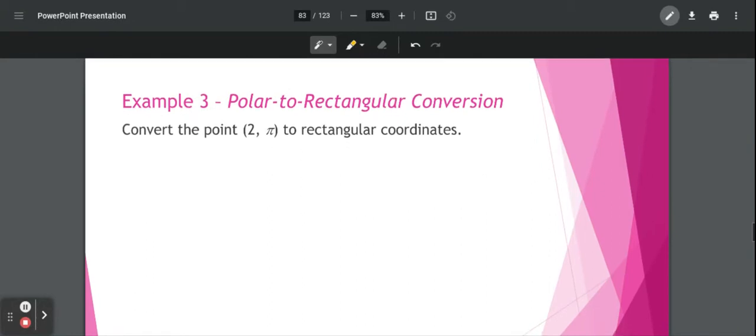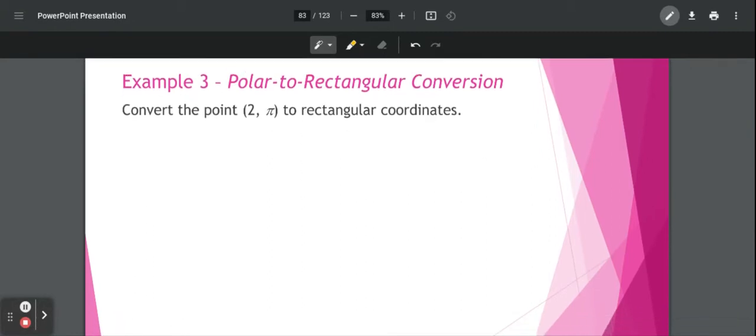So example 3, we're going to convert polar to rectangular. They tell you this is polar, which means that your r is 2 and your theta is pi. And so if we want to go polar to rectangular, then that means that we need to find x and we need to find y. And remember, for x, we're using r cosine theta. And for y, we're using r sine theta.